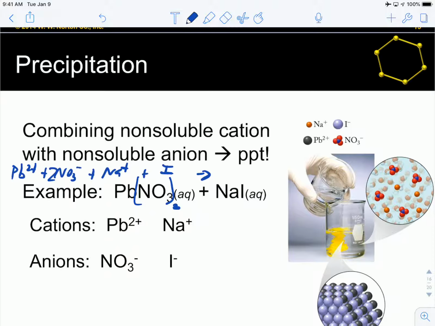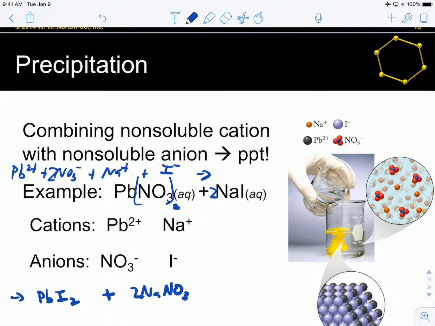That's a mistake. So the products, I'm just going to swap partners. So I'm going to say lead iodide, and I'm going to need a 2 there, plus, and how do I know that? Sodium nitrate. How do I know that? Because lead is 2 plus and iodine's minus 1, so I'm going to need 2 there. So ultimately, your balanced equation, you would need to have the 2 out in front of here, and then ultimately you need to have a 2 here to balance it.